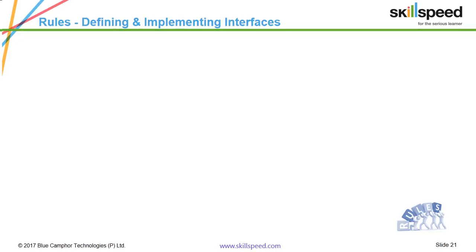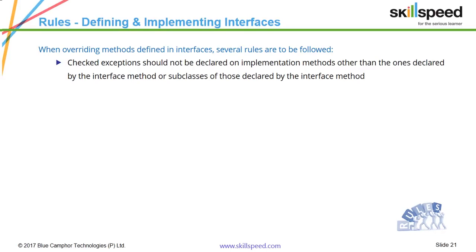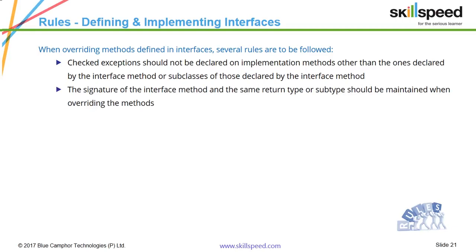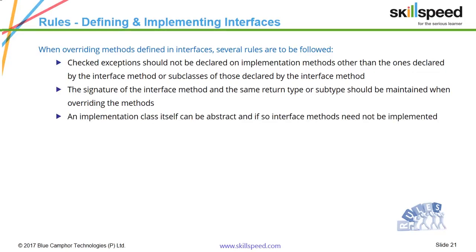Let us look at the rules required to be followed while defining and implementing interfaces. When overriding methods defined in interfaces, several rules are to be followed. Checked exceptions should not be declared on implementation methods other than the ones declared by the interface method or subclasses of those declared by the interface method. The signature of the interface method and the same return type or subtype should be maintained when overriding the methods. An implementation class itself can be abstract, and if so, interface methods need to be implemented.